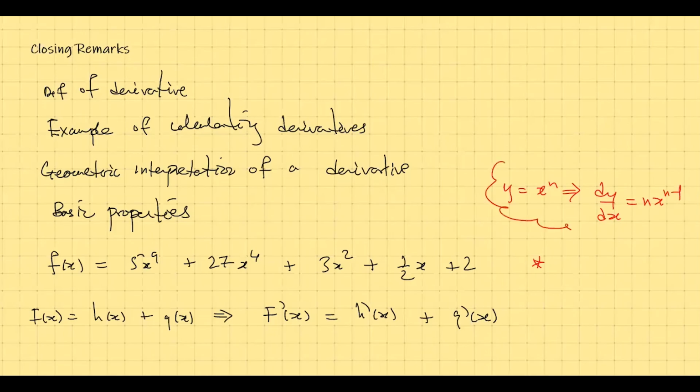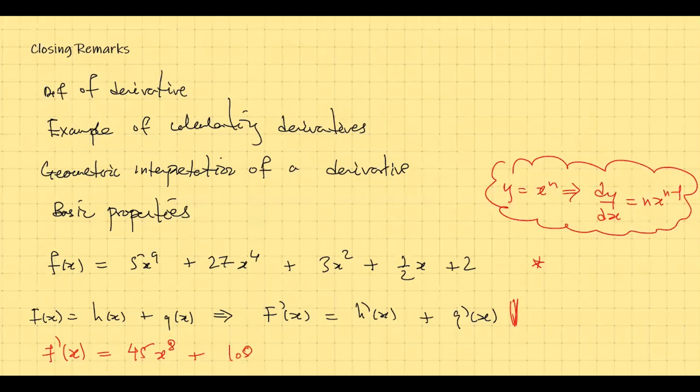So using this fact together with this property, the derivative of the function above is just going to be 5 times 9, which is 45, x to the 8, plus 27 times 4, 108, x cubed, plus 3 times 2 is 6x, and the power of x is x to the 1, obviously, so a half times 1 is a half, but you subtract 1 from the power, and that's 0. And 2 can be thought of as 2 times x to the 0. So you multiply by 0, and you just get 0, and it doesn't really matter what the power is, because whatever you multiply by 0, you get 0.